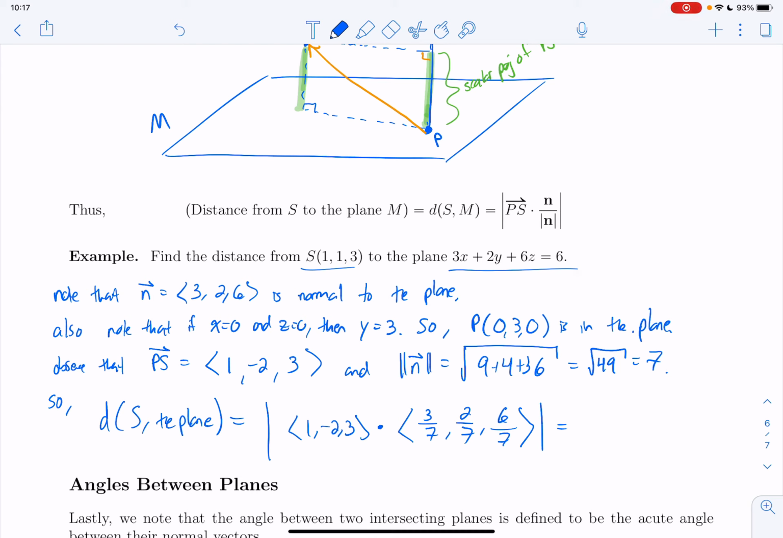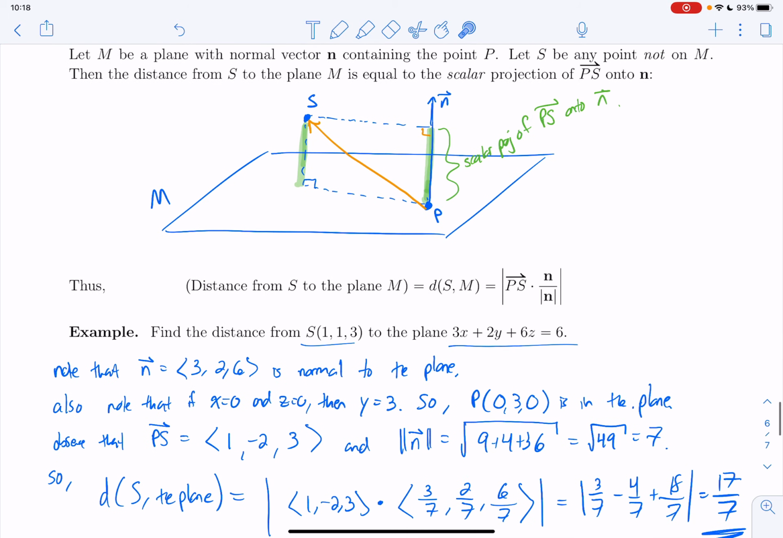And if we want to compute what this turns out to be, there's some fractions going on in there, and you can verify at home that this is going to be the absolute value of 3/7 minus 4/7 plus 18/7, which boils down to simply 17/7, and that becomes the distance we're looking for. So again, it just sort of boils down into a data collection phase and then finally using the correct formula. But it all comes from the scalar projection.